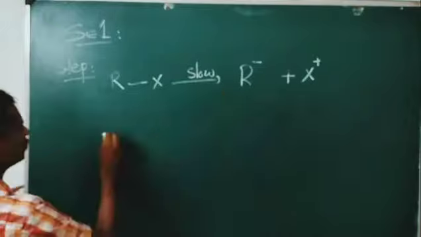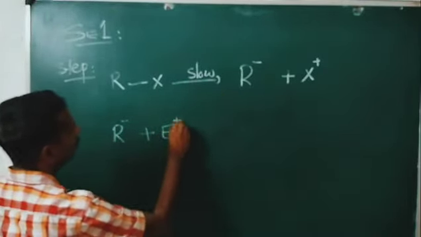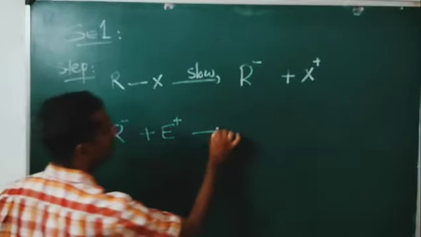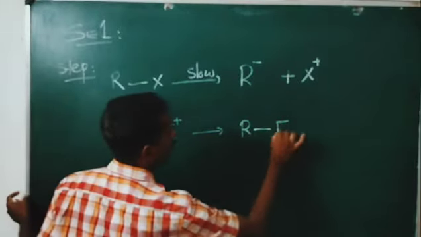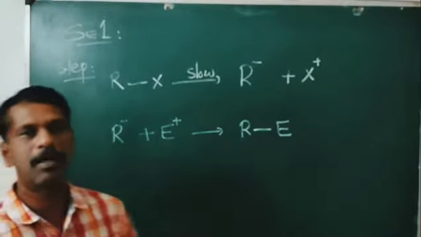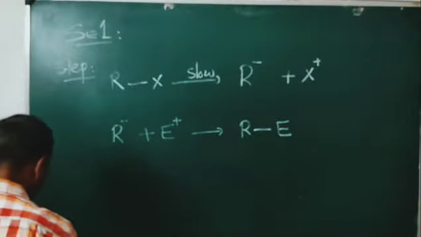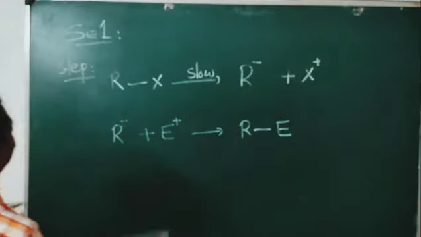And in the second step, the electrophile attacks the carbanion to give the product. So this SE1 reaction is analogous to the SN1 reaction. Now look at the exact mechanism of the SE1 reaction.